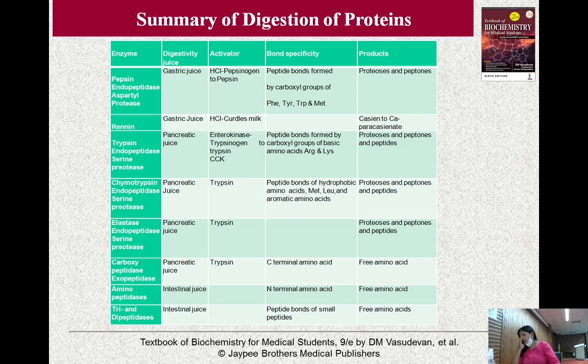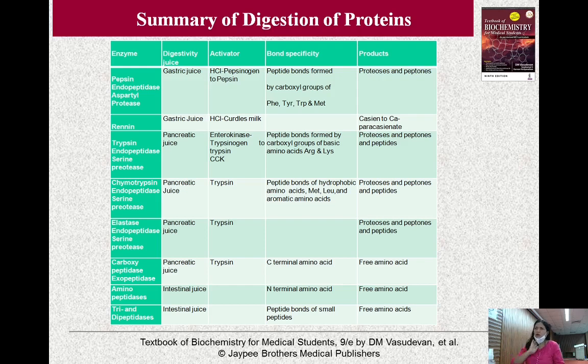Okay. Then in the pancreatic juice, what does it contain? Trypsinogen, chymotrypsinogen, and then procarboxypeptidase A and B, because it acts on the peptide bond. Then proelastase. How is trypsinogen converted into trypsin? By enterokinase, an enzyme which is produced within the intestinal cells.